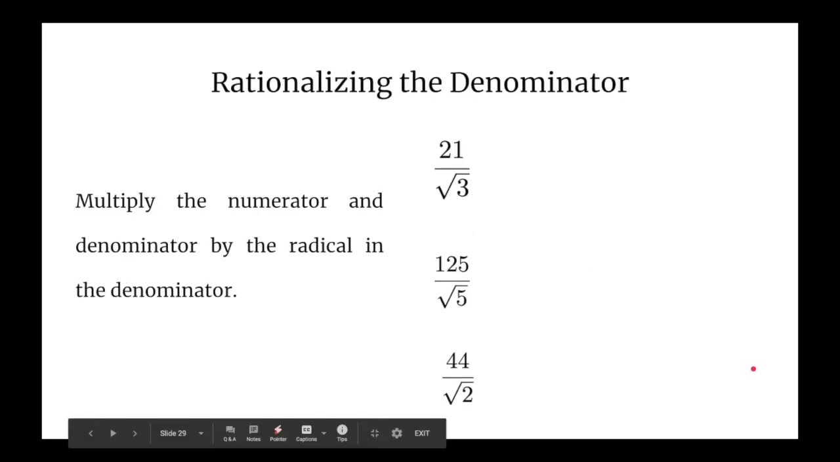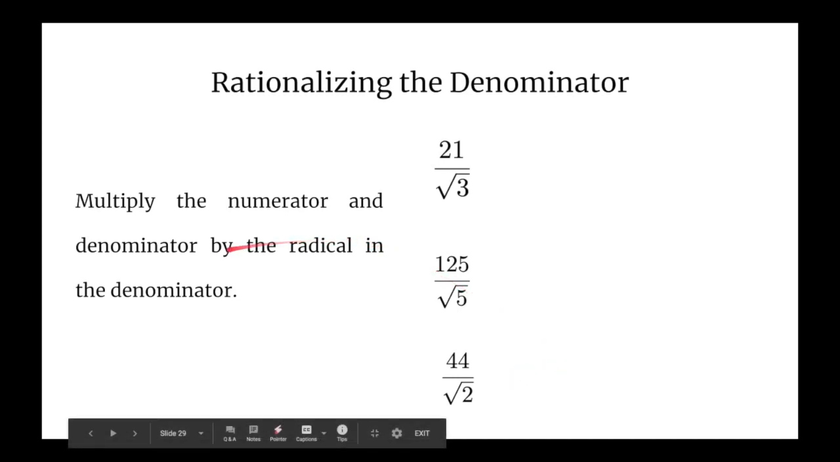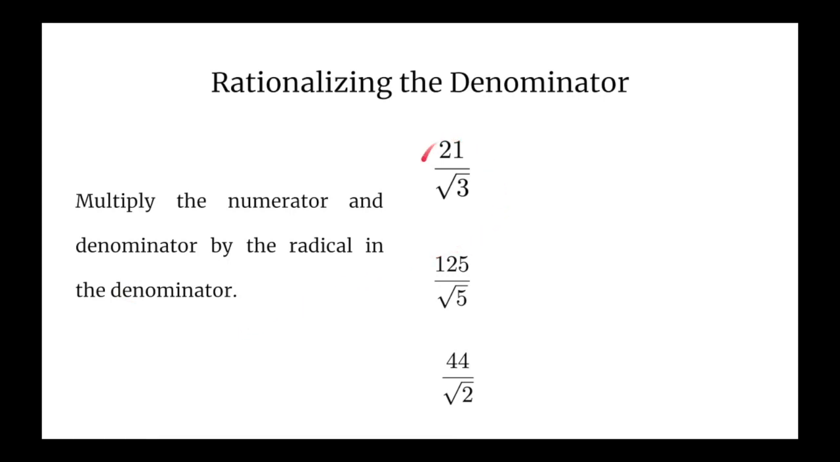And finally, we have rationalizing the denominator. We're going to multiply by 1, and we'll do this by multiplying the numerator and denominator by the radical in the denominator. So for example, here we have 21 over the square root of 3. So we're going to multiply by the square root of 3 over the square root of 3, which gives us 21 root 3 over 3. Then when we divide 21 by 3, we get 7 root 3.